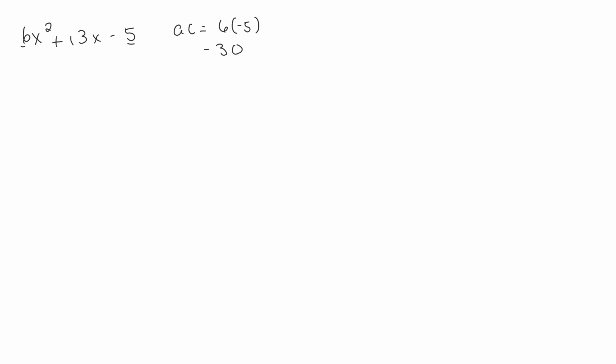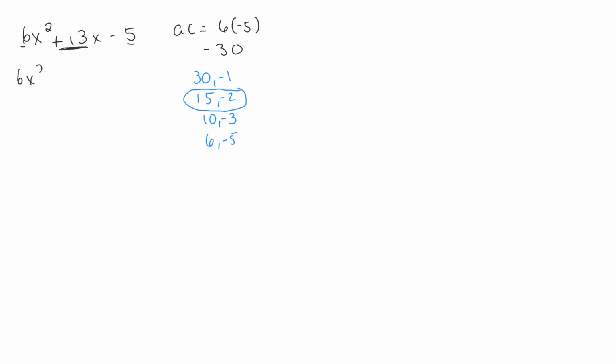But what we need now is factors of negative 30 that add to 13. So AC is negative. This means the factors that we're looking for are going to be 1 positive, 1 negative. And because 13 here is positive, we want the larger factor to be positive, okay? So I could have 30 and negative 1. I could have 15 and negative 2, 10 and negative 3, or 6 and negative 5. So which pair of factors, when I add them, would give me 13? Well, 15 and negative 2.